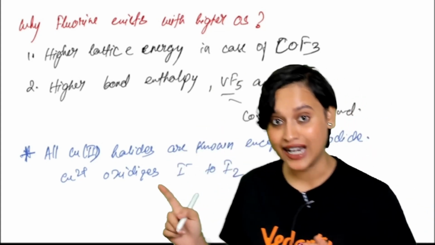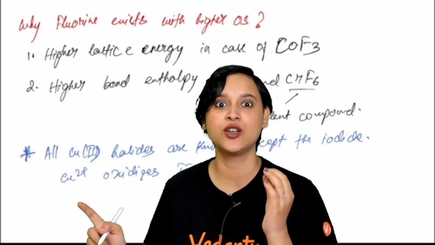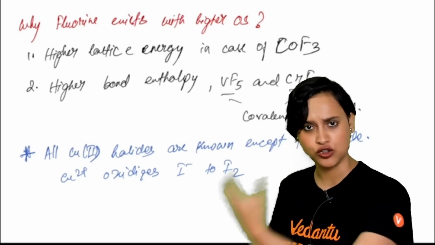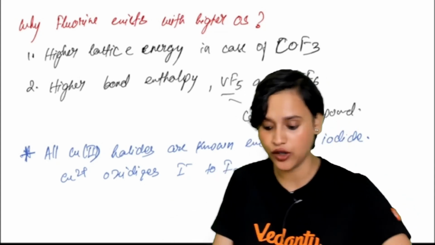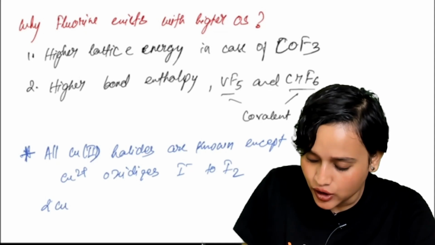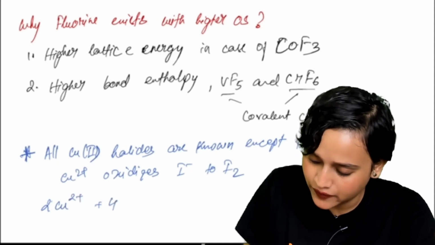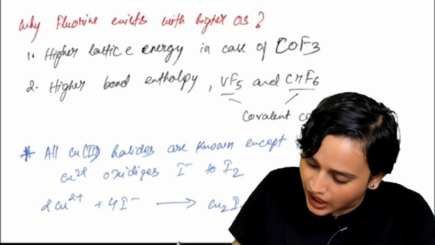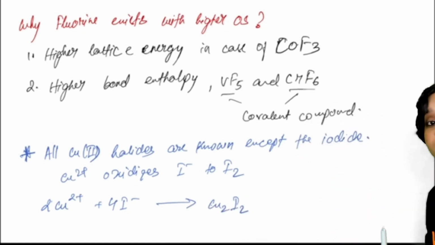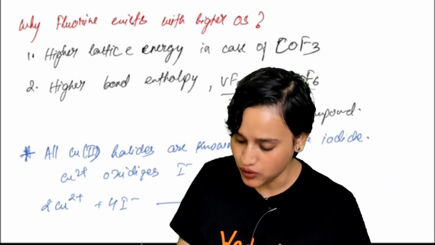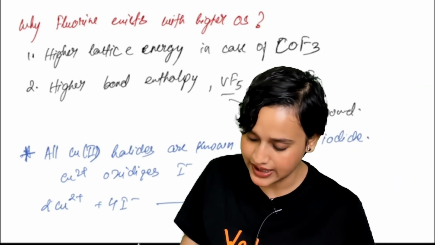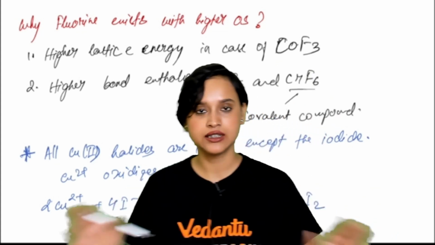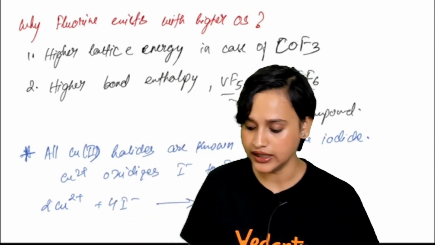Which halide am I talking about? Iodide. You will find fluorides, copper fluoride, copper bromide, copper chloride, but copper iodide you will not find. Why? Look at this reaction. 2Cu2+ with 4I minus will give you Cu2I2, a solid, plus iodine. Copper oxidizes the I minus to I2. Everybody getting my point? Is this clear?